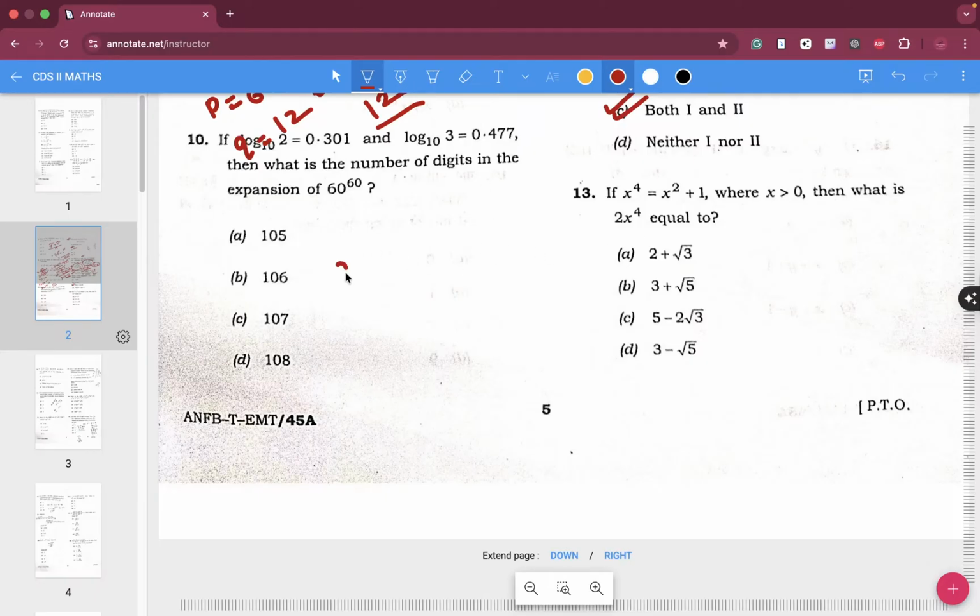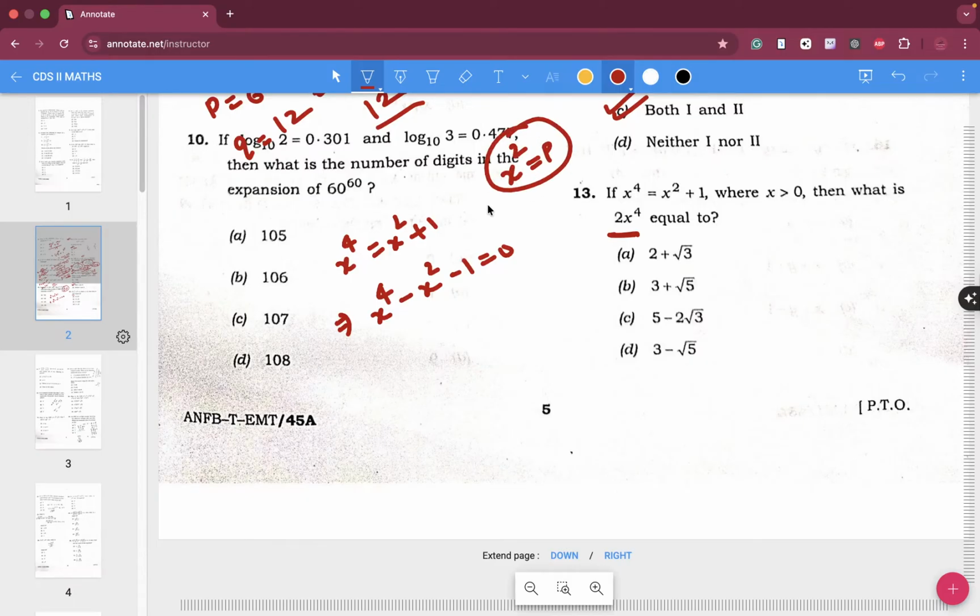So we have x raised to the power 4 is equal to x square plus 1. We can write it as x raised to the power 4 minus x square minus 1 is equal to 0. They are also saying x value is greater than 0. Then what is the value of 2x raised to the power 4? Now I'm assuming x square is equal to p, which means this particular value is nothing but p square minus p minus 1 is equal to 0.